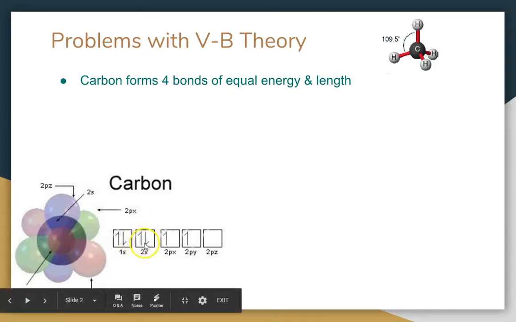Even if we think about 1 electron from the s being promoted up to the p, that would solve that s problem, but you still wouldn't have 4 bonds that are equal in strength and in length, because the s is closer to the nucleus than the p's are.